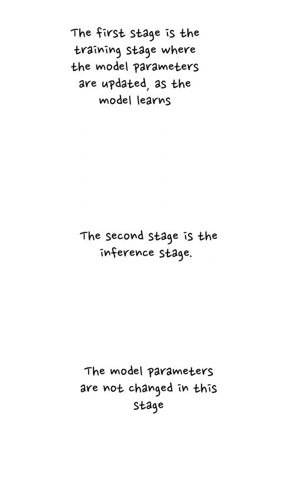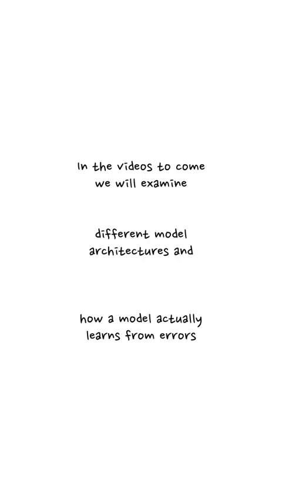This is the reason why GPT-4 says it cannot answer any question that requires knowledge after September 2021, the cutoff date for data it was trained on. It has no knowledge of the world subsequent to that date. We would have to train a new model, including the new events that happened after that date. In the videos to come, we will examine in greater detail different model architectures best suited for different tasks, and how a model actually learns from errors.